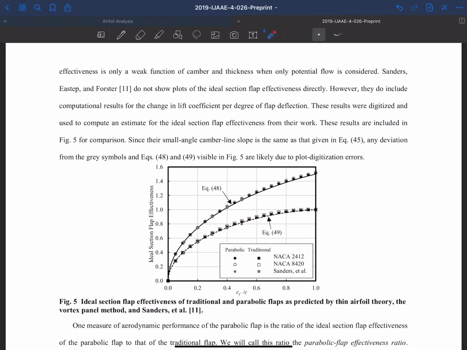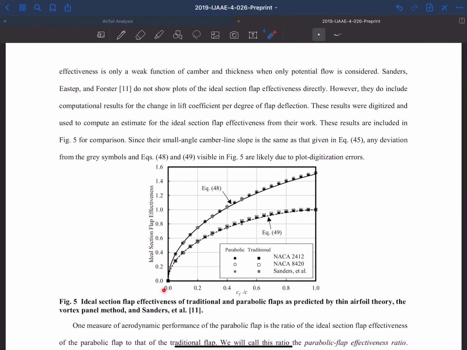But I just want to point out the power of these analytic solutions is that we now have an analytic solution that predicts that to very high accuracy. Using this method, we wouldn't have to go in and compute the solutions for each of these points, because we have an equation for that. So that's what makes these analytic approaches so powerful. Let's just look at what this curve means for the parabolic flap.